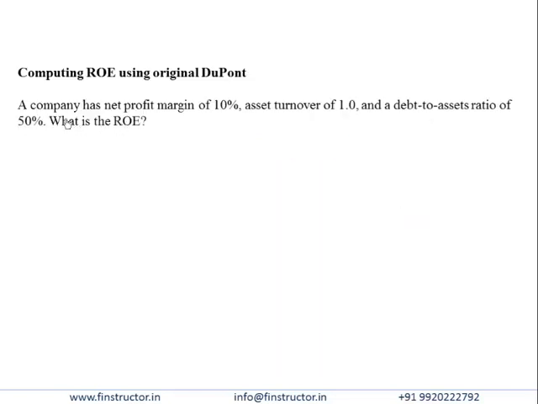So let's do one more example. A company has a net profit margin of 10%, asset turnover of 1 times, and a debt to assets ratio of 50%. What is the ROE? Please note that the question in the exam will not come with a heading that says use original DuPont. So please make sure that you've practiced enough questions to know what is the best way to go about it once you read the question.